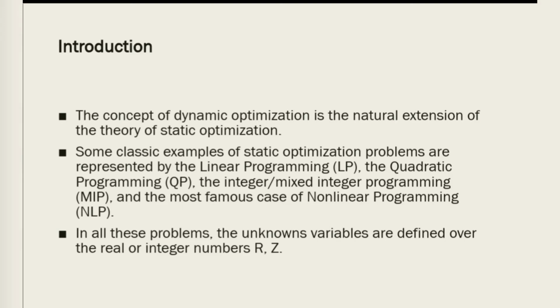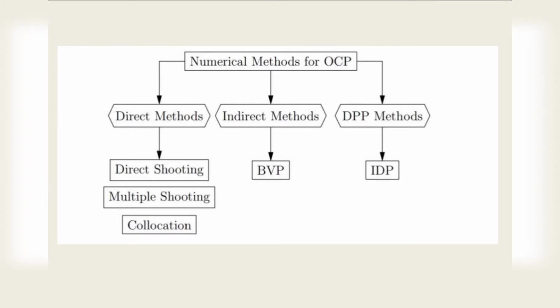The concept of dynamic optimization is the natural extension of the theory of static optimization. Some classical examples of static optimization problems are represented by linear programming, quadratic programming, integer or mixed integer programming, and the most famous case of nonlinear programming. In all these problems, the unknown variables are defined over the real or integer numbers R and Z. Numerical methods for optimal control problems are classified into three types: direct methods, indirect methods, and DPP methods.